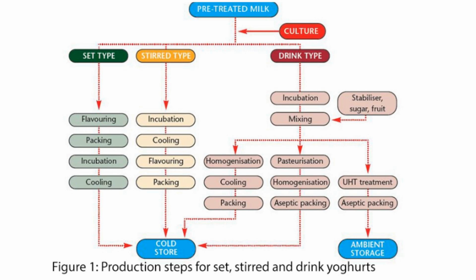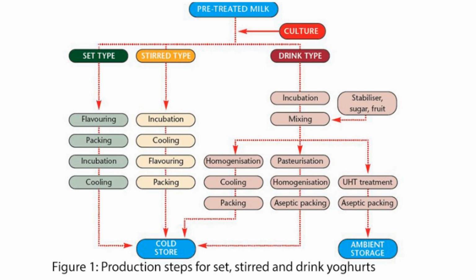For the drinking type, after adding culture, we do the incubation. After the required period of incubation, we can do the mixing, because this is a drinking type yogurt. During the mixing process, we can add stabilizers, sugars, and if we need, fruits. After the mixing process, we can divide this product into three categories. We can homogenize the product, we can do pasteurization, or we can do UHT treatment.